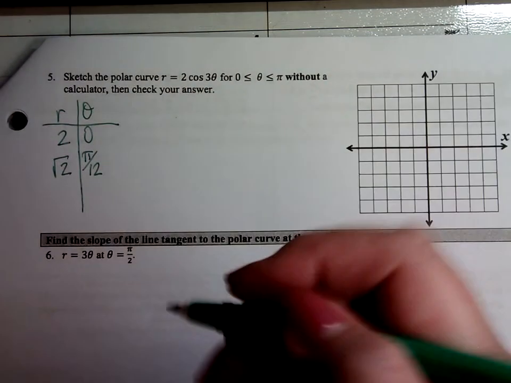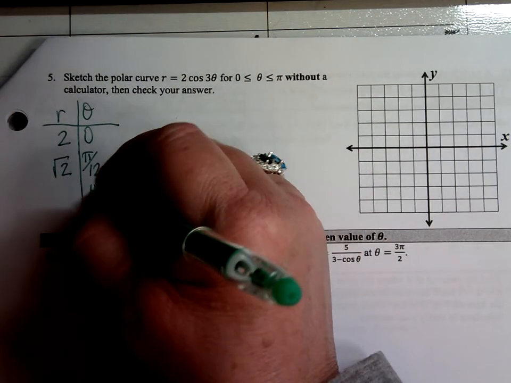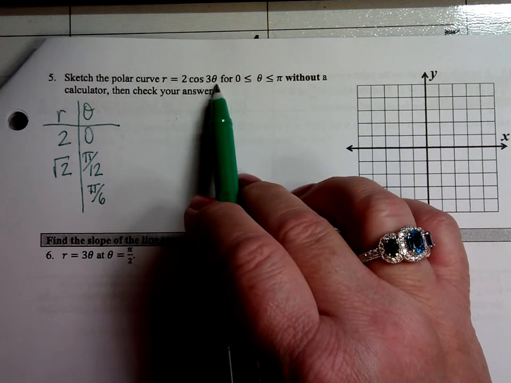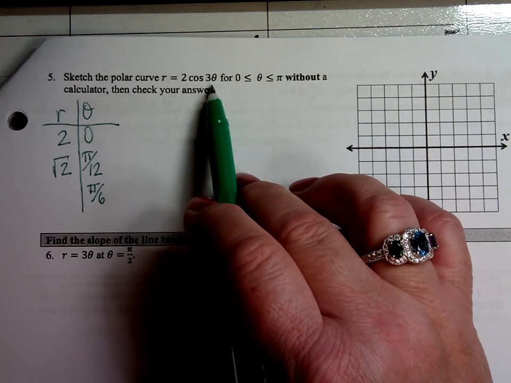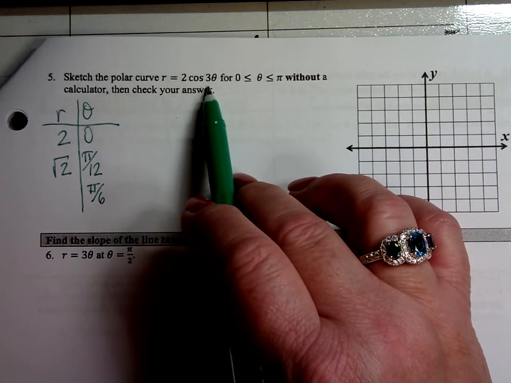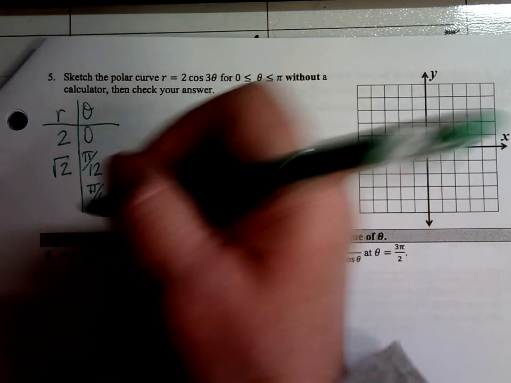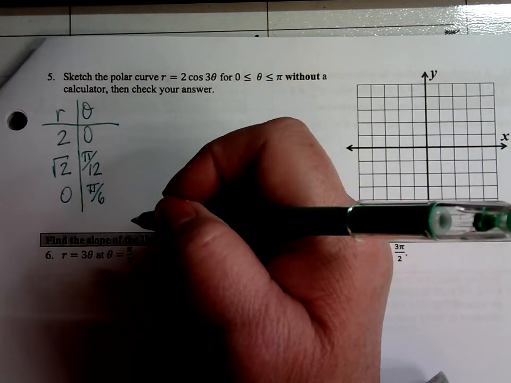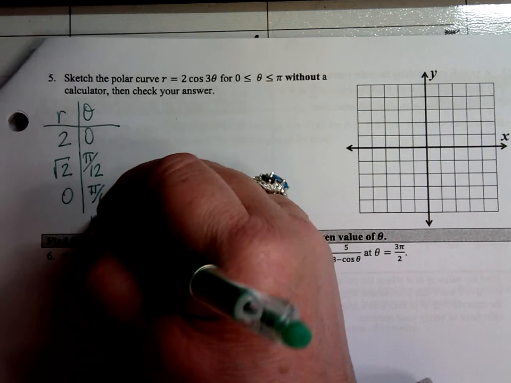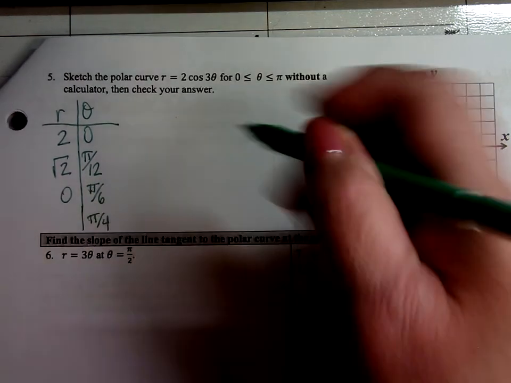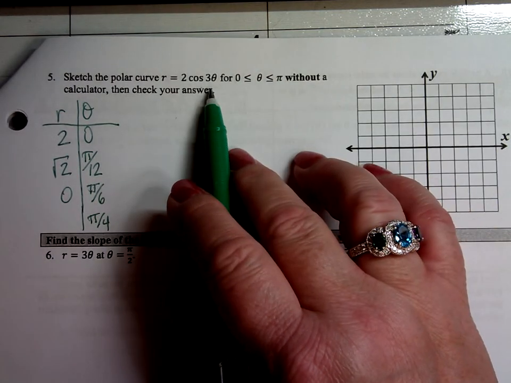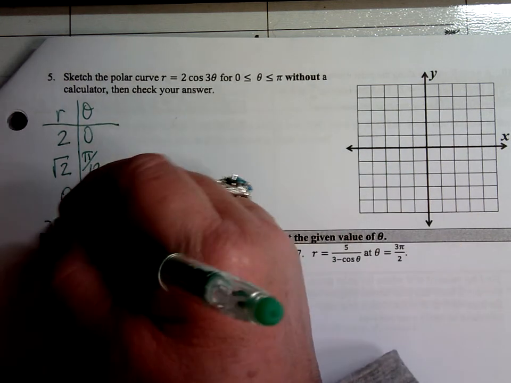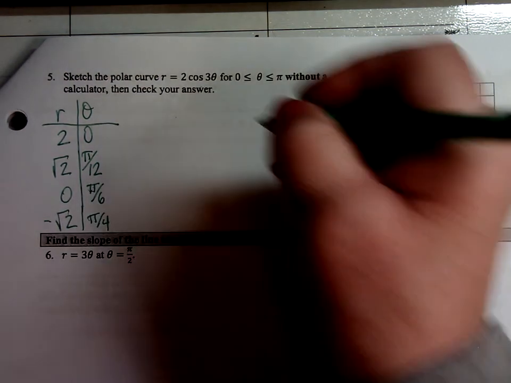Next one is pi over 6. Well, pi over 6 would be like 3 times pi over 6, or pi over 2. Pi over 2, the cosine is 0, so this would be 0 times 2, that's 0. Next one I want is pi over 4. That's 3 pi over 4. So now I'm at a negative square root of 2 over 2. 2's cancel, I get negative square root of 2. And you're going to do the same thing. You're going to continue this table, r and theta.